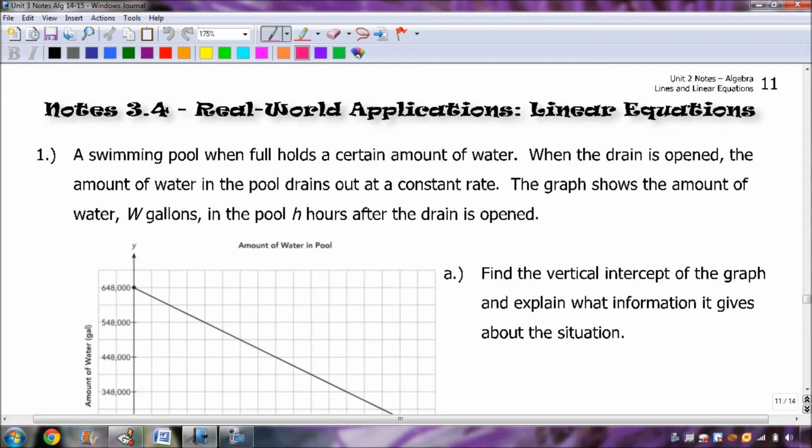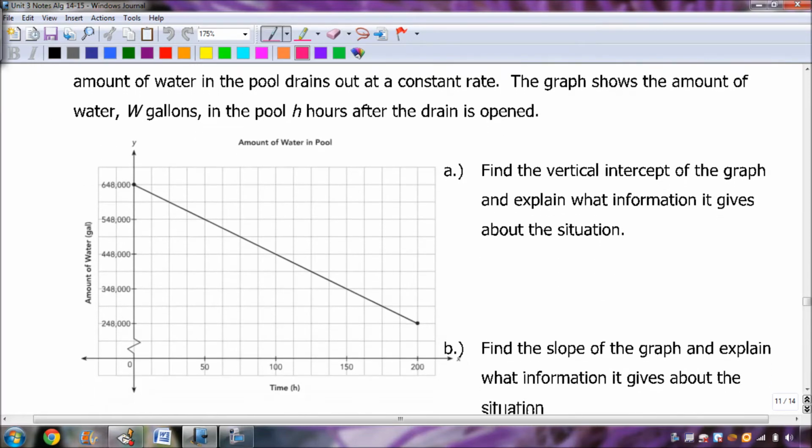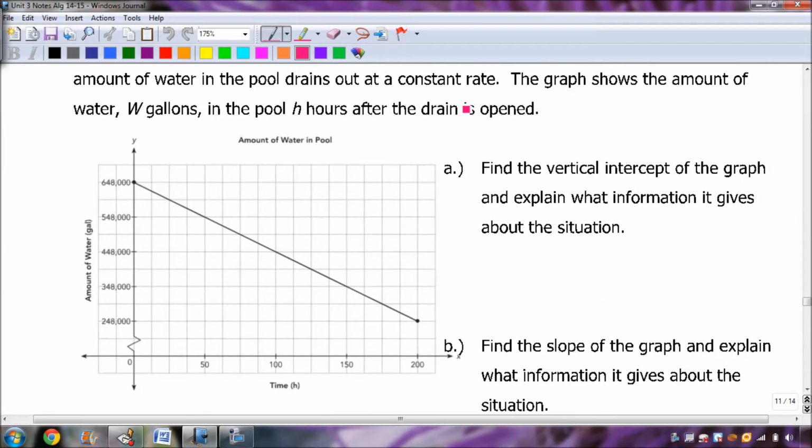Anyways, question number 1, a swimming pool when full holds a certain amount of water. When the drain is open, the amount of water in the pool drains out at a constant rate. The graph shows the amount of water, W gallons, in the pool H hours after the drain is opened. Question A, find the vertical intercept of the graph and explain what information it gives about the situation.